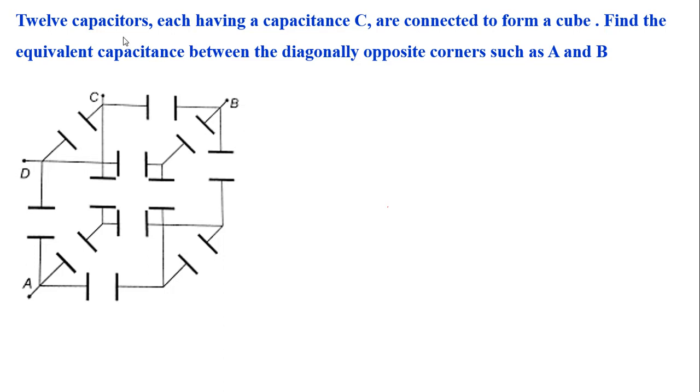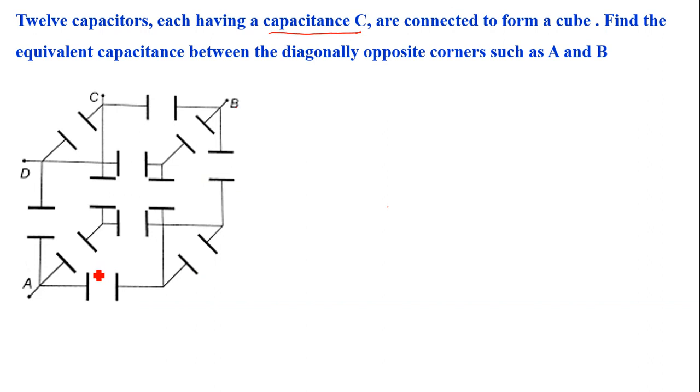Here, 12 capacitors, each having a capacitance C, are connected to form a cube, just like this configuration. Find the equivalent capacitance between the diagonally opposite corners such as A and B. Here you have A, here is your B. Now you need to find the equivalent capacitance between A and B. It is given that all of them have the same capacitance C.